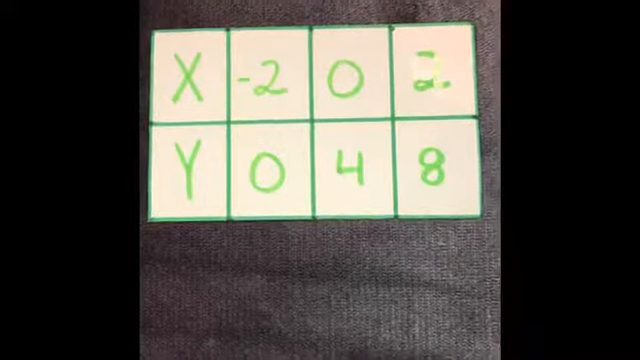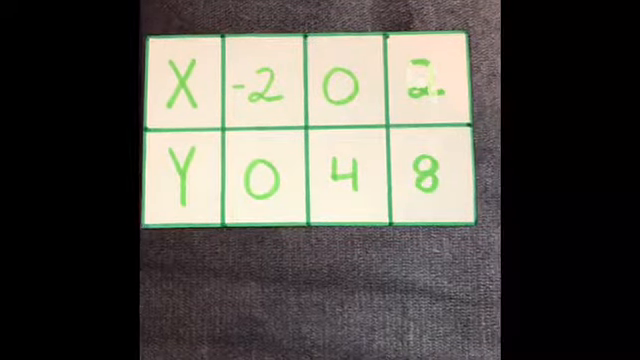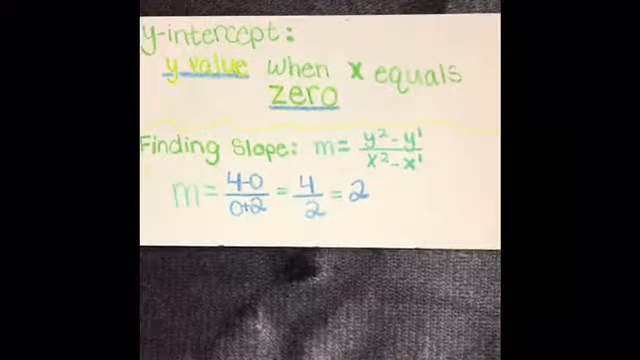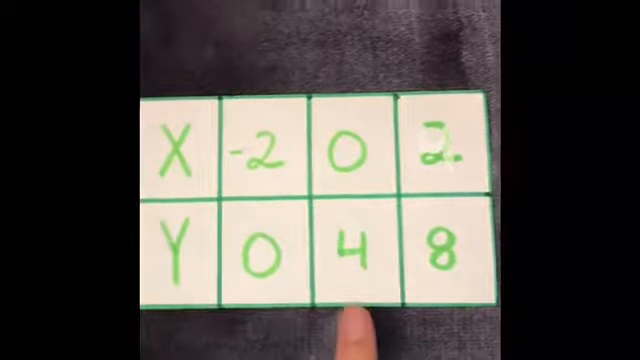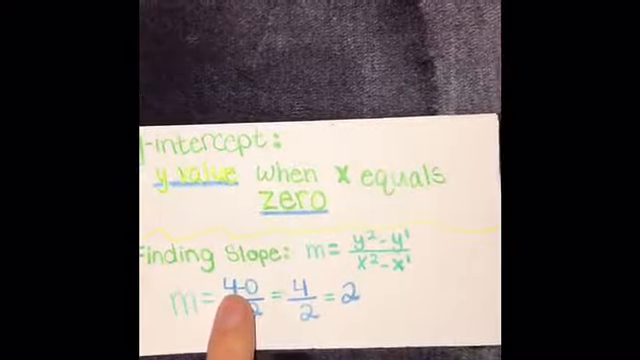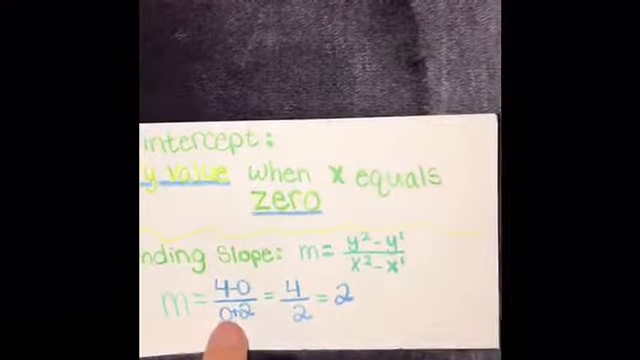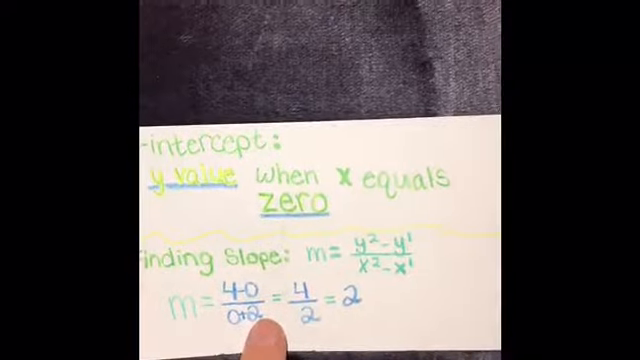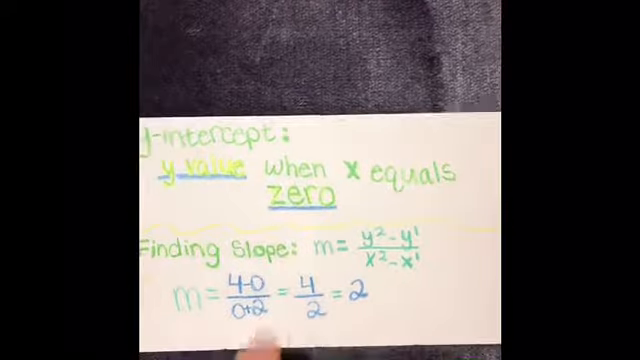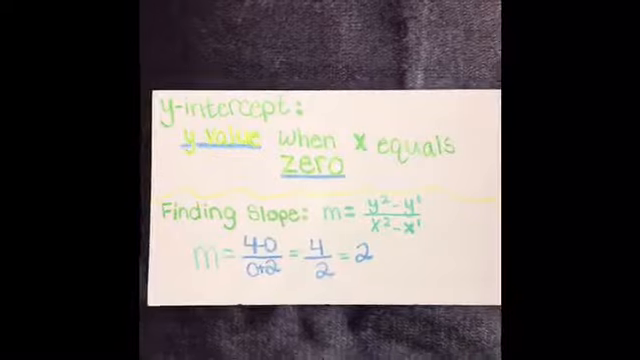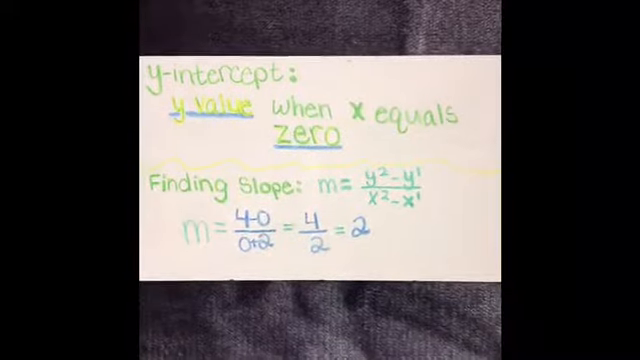Now we're going to learn how to find the y-intercept and the slope when we're given the values of x and y. The y-intercept is the y value when x equals 0. As shown here, the y value is 4 because its corresponding x value is 0. As shown here, 4 is y2, 0 is y1, 0 is x2, and 2 is x1. Simplify the equation by dividing 4 by 2. Your final slope should be positive 2.